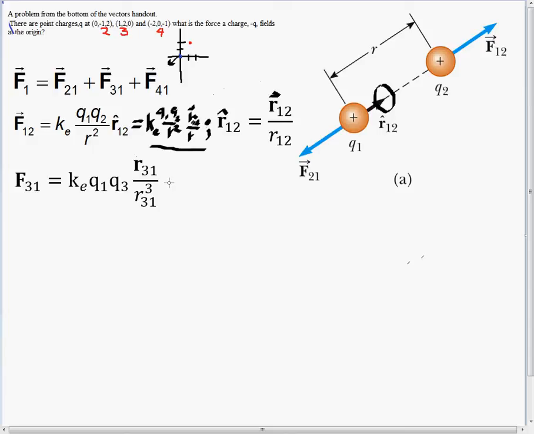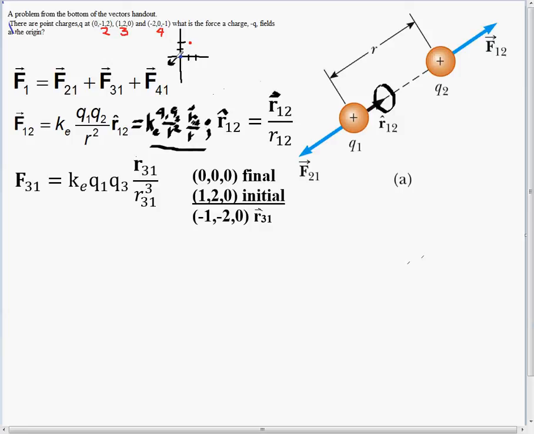Okay, well, what is the value for R31? Well, we're going to start at the final place, which is 1, 2, 0, and subtract from it the initial place 0, 0. So let me do that right now. Alright, I'm going to start this back up again, and I hope I said the right thing, because what I want to say is this.